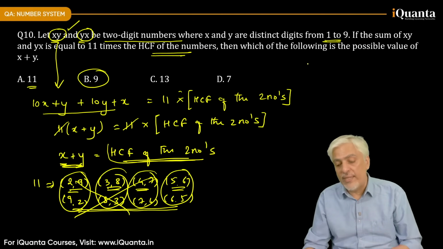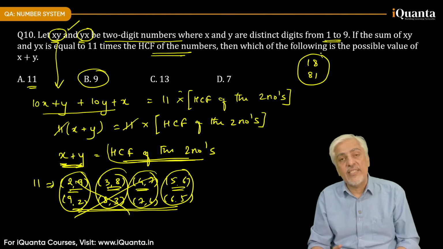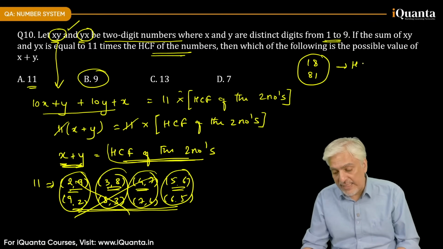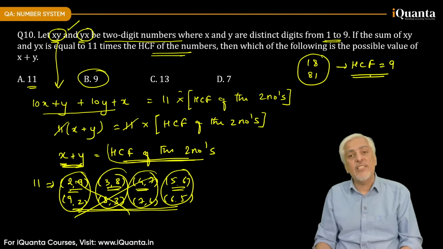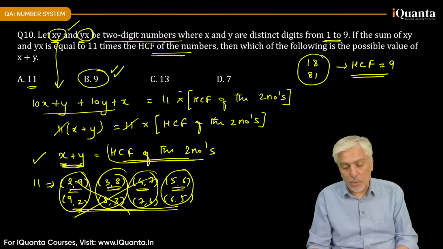यहां पे if I take 2 and 9, 1 and 8, 18 and 81. 18 and 81 का HCF is 9. Good. Let's have a look. 18 and 81 का HCF is 9. And x plus y will also be 9. So it is working. This option is working.